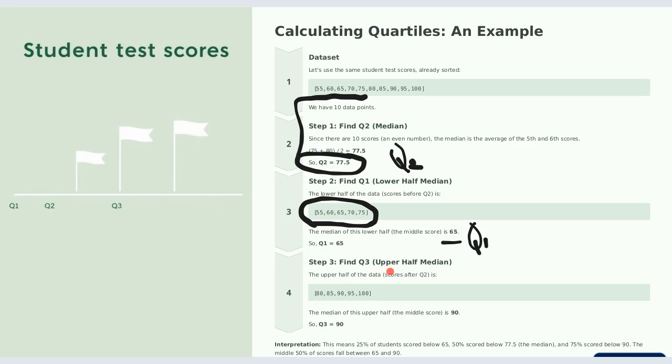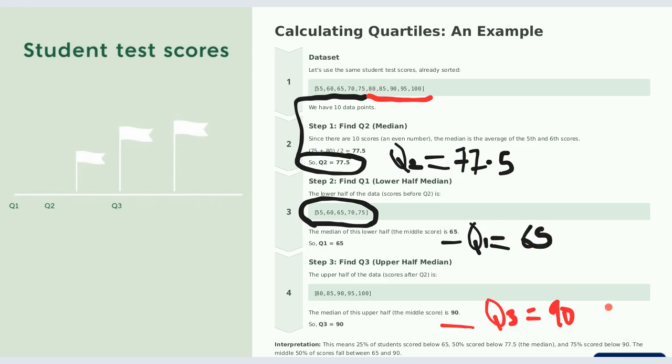So to find Q3 will now be the other side, the upper half median. So what are the values above 77.5? There is 80. This other side, let me change the color. There is 80. All right. So you can see 80 to 100: 80, 85, 90, 95, 100. So the median of this upper half is what? Is 90. So Q3 is 90. Okay. Q2 is 77.5. Q1 is 65 and Q3 is 90.